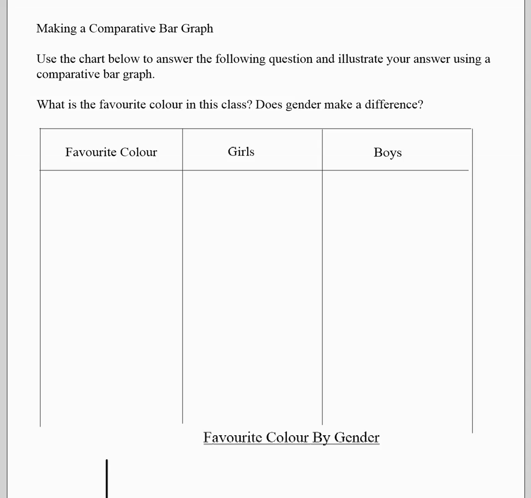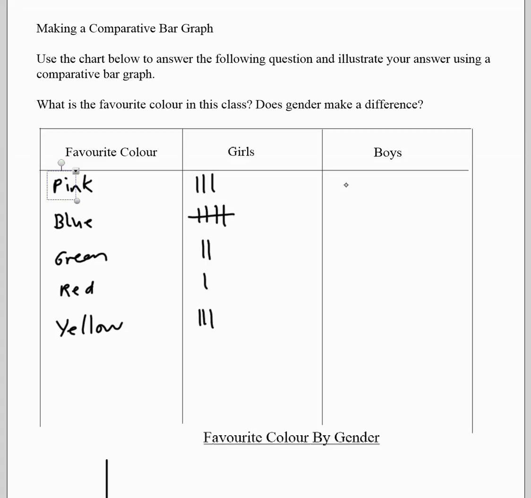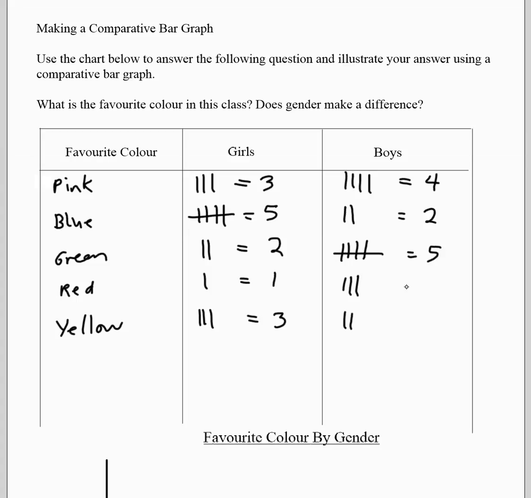So let's look at an example. So let's say in a class we had pink, blue, green, red, and yellow. And we wanted to do a survey of who liked which color the best. And let's say we did our little tally chart, and here's what we found. So here are our results. And what we want to do is turn these tick marks into numbers. So girls, 5, 2, 1, 3, and then boys, 4, 2, 5, 3, and 2.